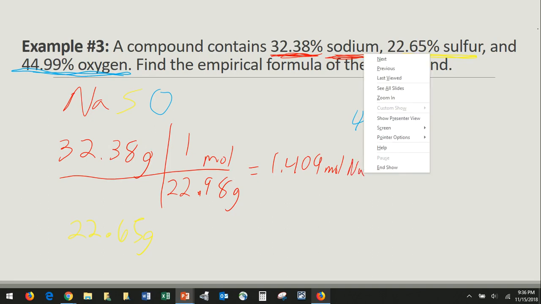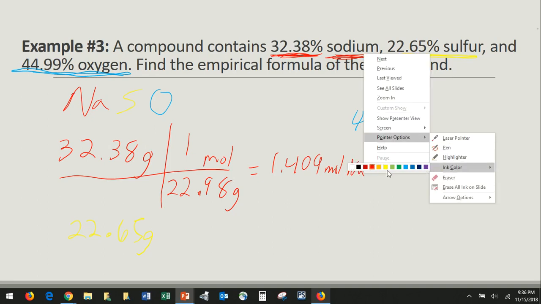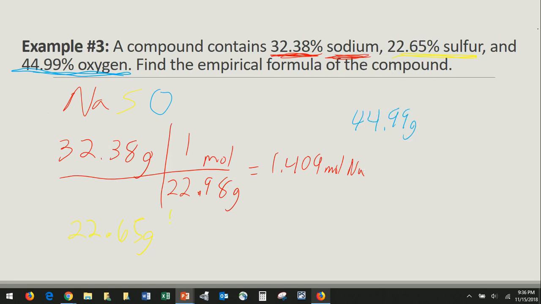And then we do the same thing with the sulfur. So our 22.65 grams of sulfur, 32.06, I believe, grams of sulfur in 1 mole. That's from the periodic table. So 22.65 divided by 32.06 is 0.706 moles of sulfur. And then we're going to do the same thing with oxygen.